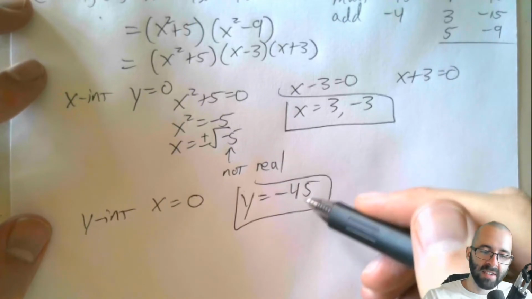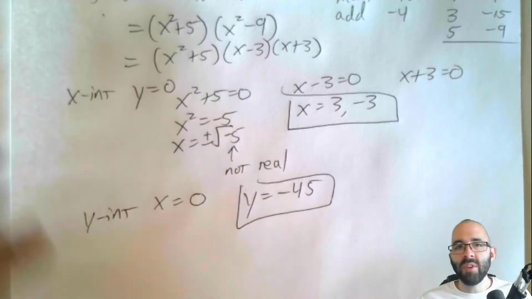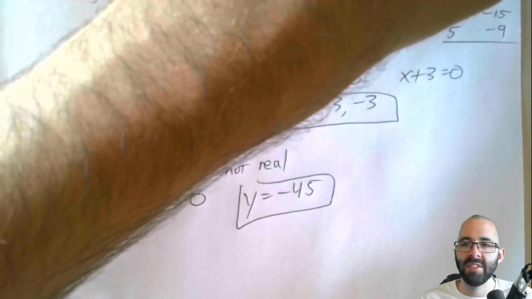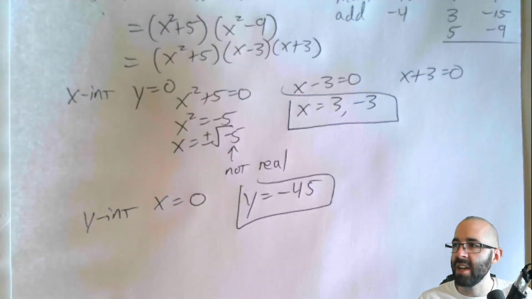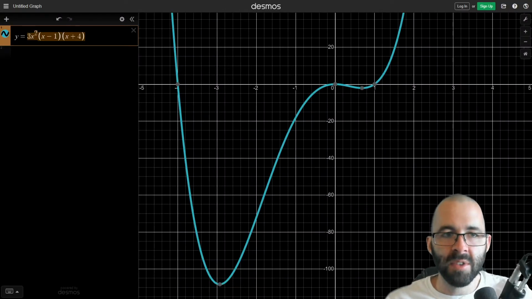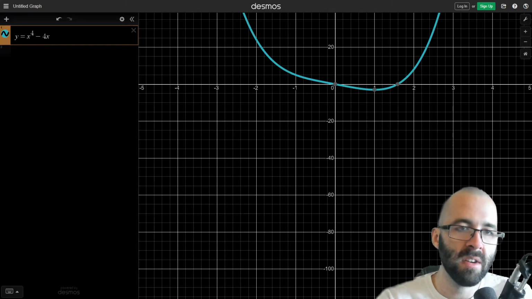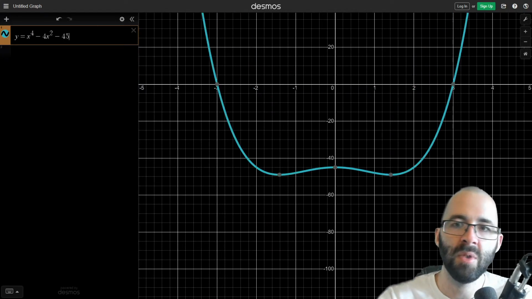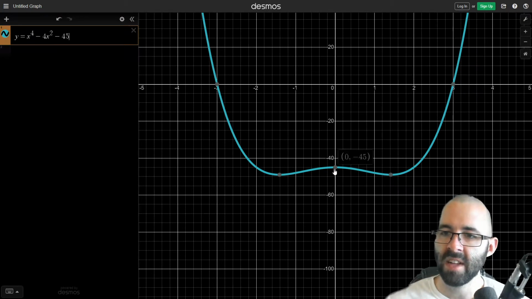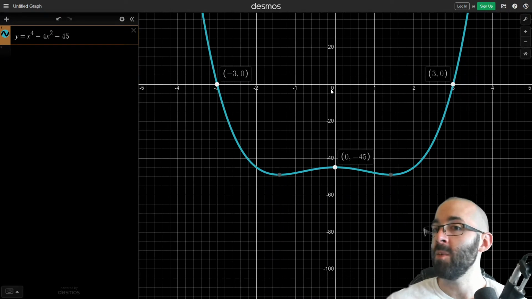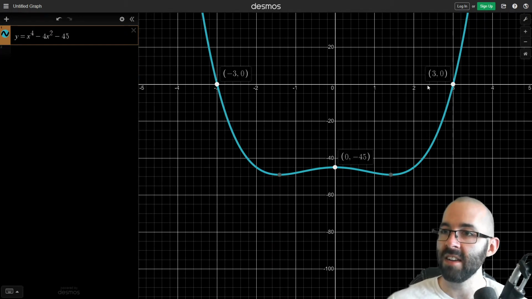All right, so that's another way of getting your y-intercept. But either way, we get our x-intercepts and our y-intercepts. And again, for all of these, you really can be checking your answers with Desmos. It's a great way to visualize what's going on. Okay, so let's just do the one we just did. X to the fourth minus 4x squared minus 45. What's that y-intercept? Negative 45. That's what we said. What are the x-intercepts? 3 and negative 3. And there aren't any more. So we can really check our answers and make sure that our intercepts are correct.